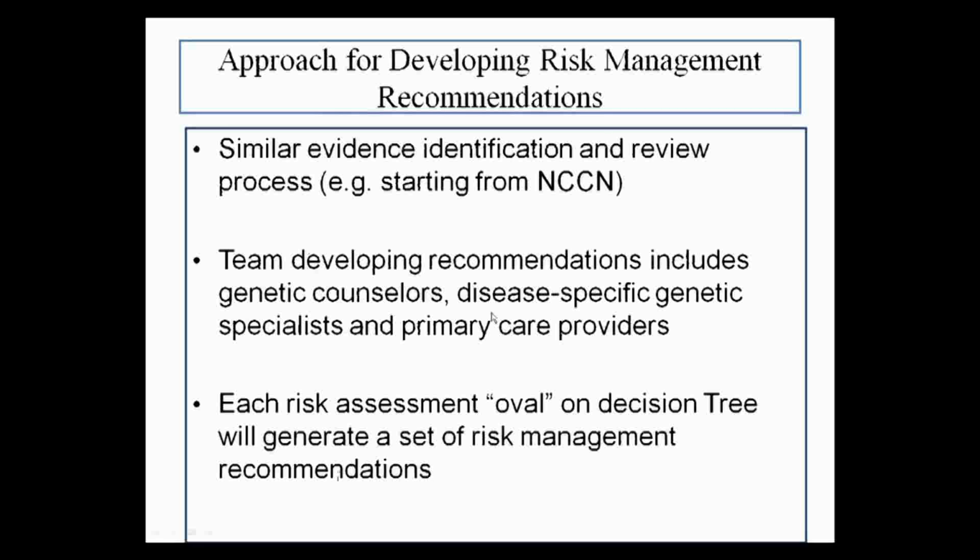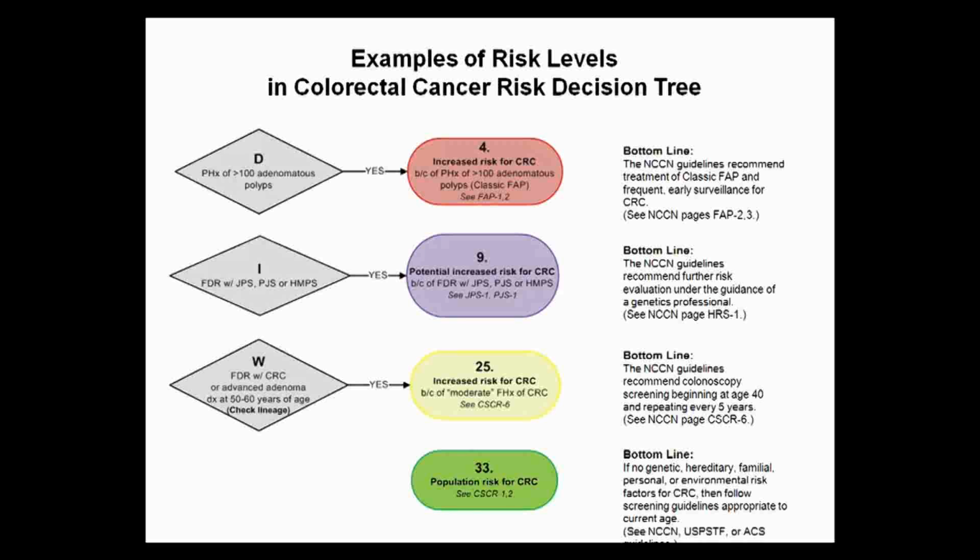For our approach for developing risk management recommendations, we have a similar process with the evidence, and we're also still starting with NCCN guidelines where they're available. Our team that develops these recommendations includes genetic counselors, disease-specific genetic specialists, and also primary care providers. And each risk assessment, what we call an oval, on our decision trees will generate a set of risk management recommendations. I have an example, I believe, for you. So these are just pulled out of order, but just to show you an example.